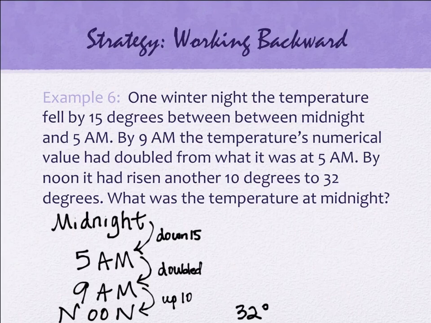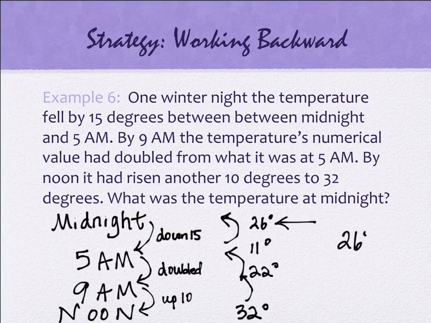So as we go backward, we're going to do exactly what you said, which is subtract 10 to go backwards. So we're going backwards now. If it's at 32 at noon, what would it have been at 9? 22, right? And if it doubled from 5 to 9, what would it have been at 5? It would have been 11. And if it went down 15 to get to 11, what would it have been at midnight? 26. So we have a 26 degree temperature at midnight.